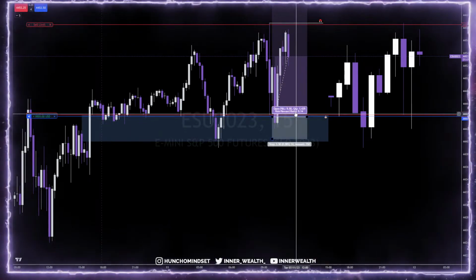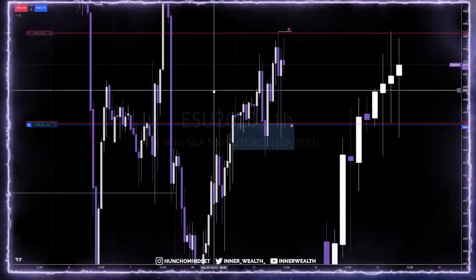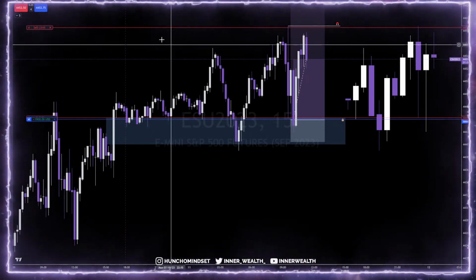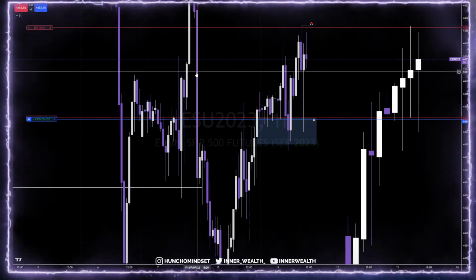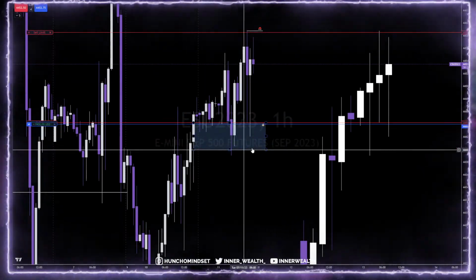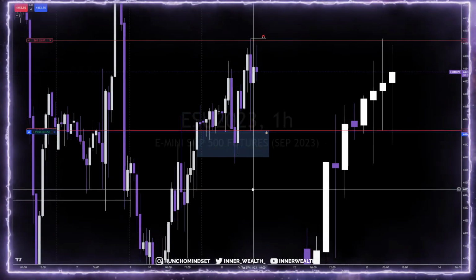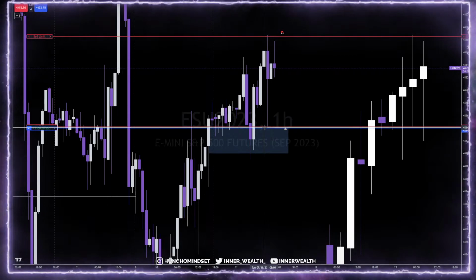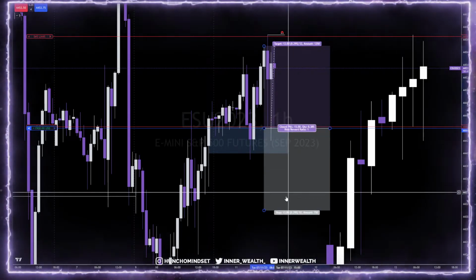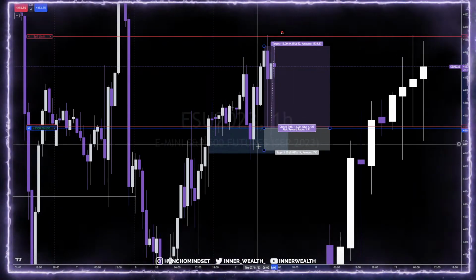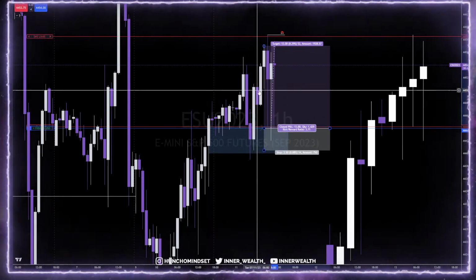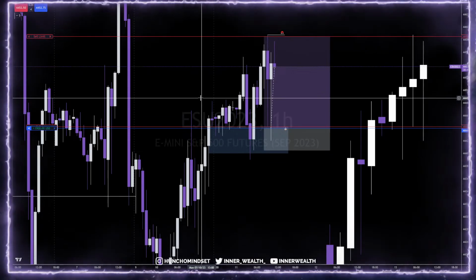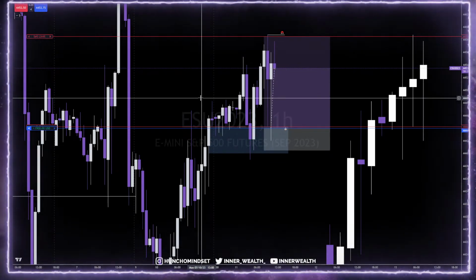This trade right here was mainly based off the 1 hour, just like this right here. I guess the 15-minute and the 1 hour. Just like this right here, as you guys see it right there. That's how I took this trade, like this. Stop loss below the low that created that imbalance, and then boom. That's it. That's how I took this trade.